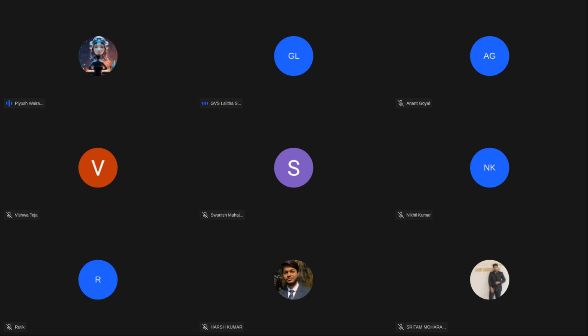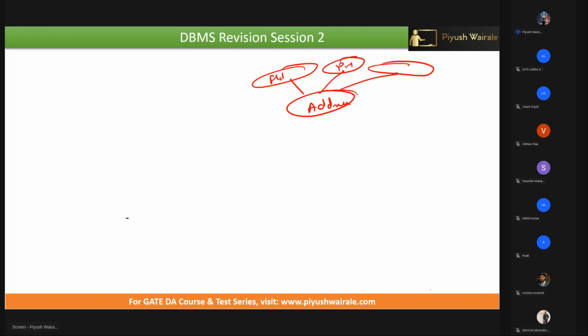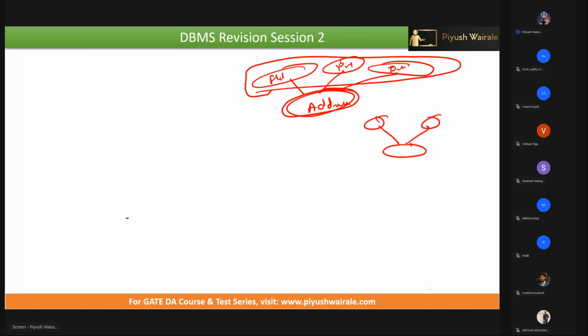No, a composite attribute is different. Just a second, let me share it again. See, composite means, let's say for example you have an address here. The address will have the flat number, the pin code, and some taluka or district, like that. So address is a composite attribute having these particular components. We represent a composite attribute in an ER diagram by this particular symbol.